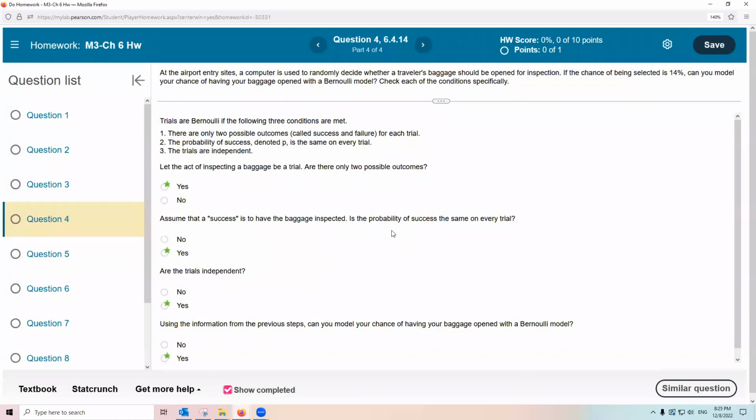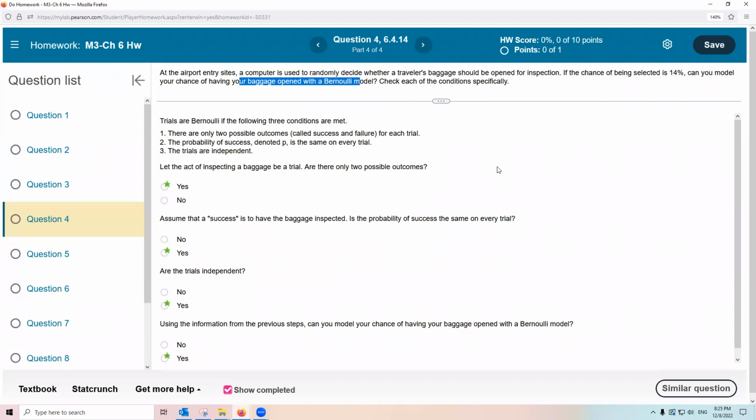All right, folks, let's take a look at this one. It says in an airport entry site, a computer is used to randomly decide whether they should open a bag for inspection. Let's say the chance of being selected is 14%. Can you model your chance of having your baggage open using a Bernoulli model?